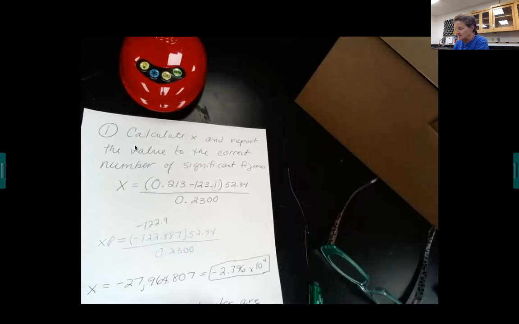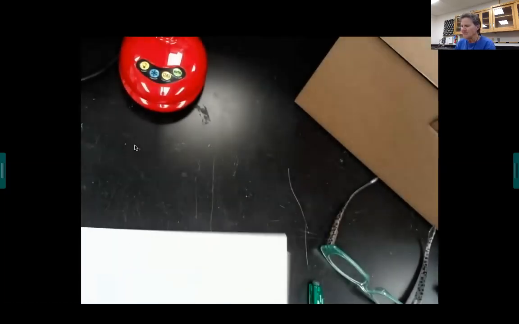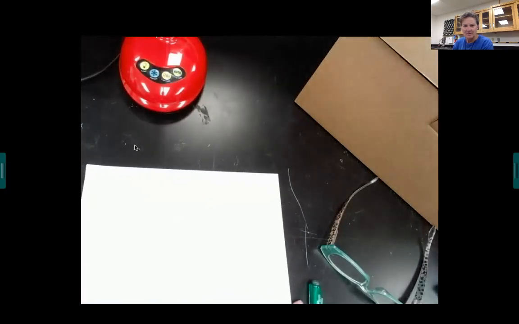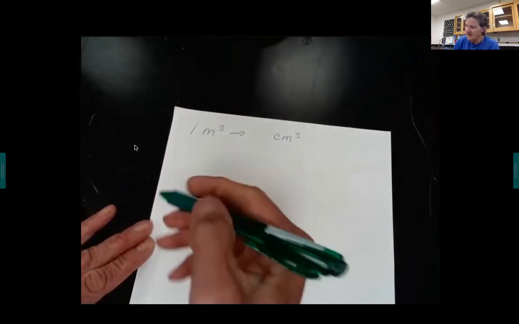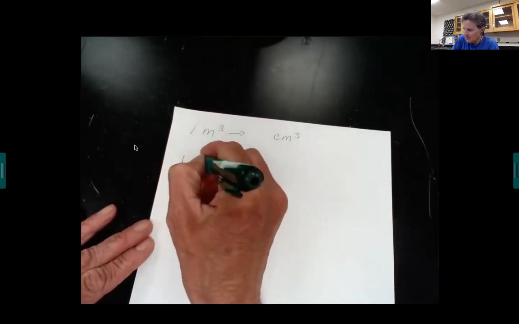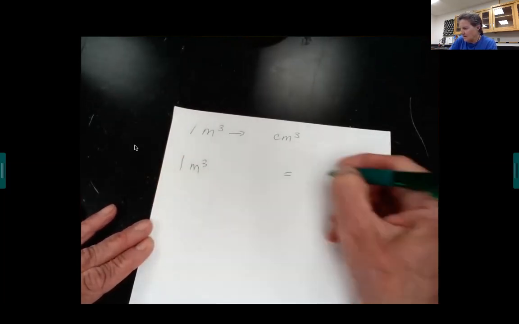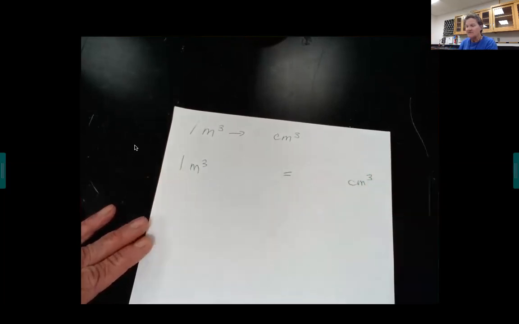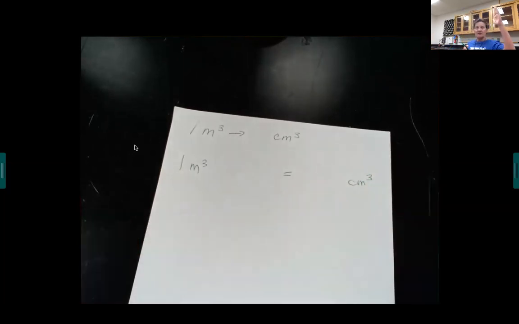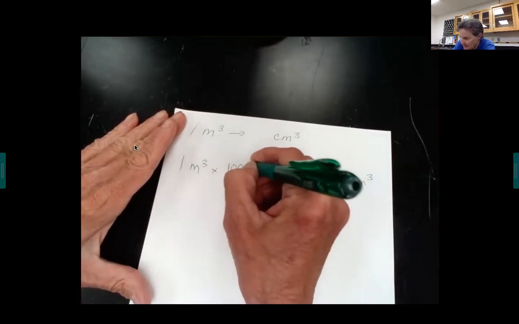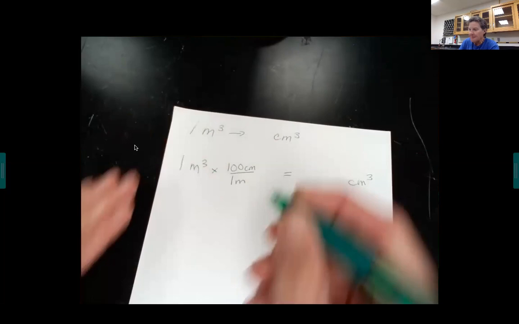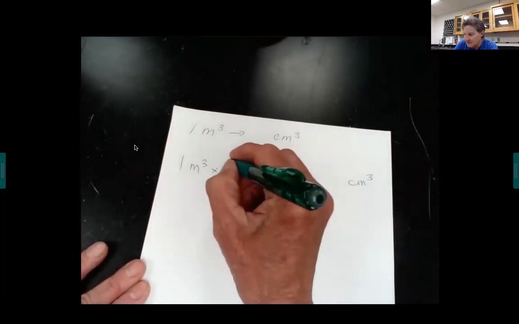Let's look at this one, just to make sure when you're thinking about a volume. Okay, so if I have 1 meter cubed and I want to know how many centimeters cubed it is, you have to think that a volume, you've measured the length in 3 dimensions. So I'm going to have to multiply by 100 centimeters in 1 meter, but I'm going to have to do that 3 times.